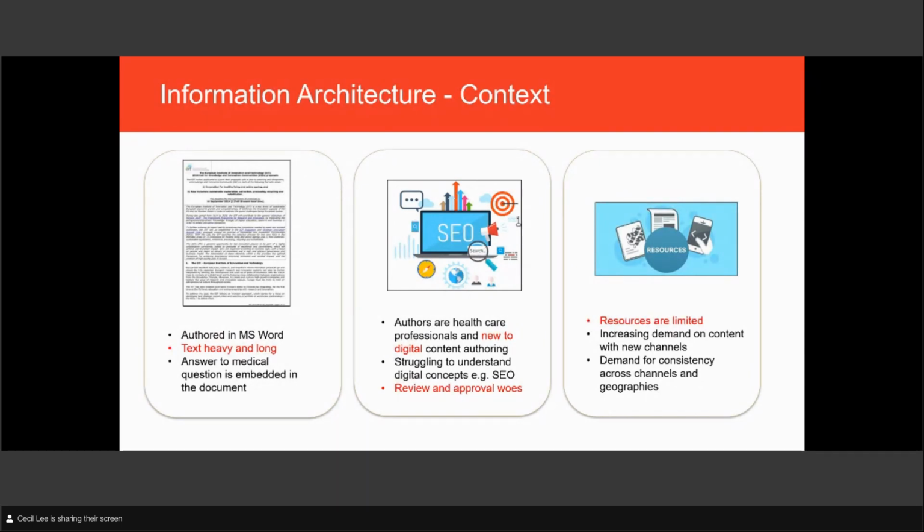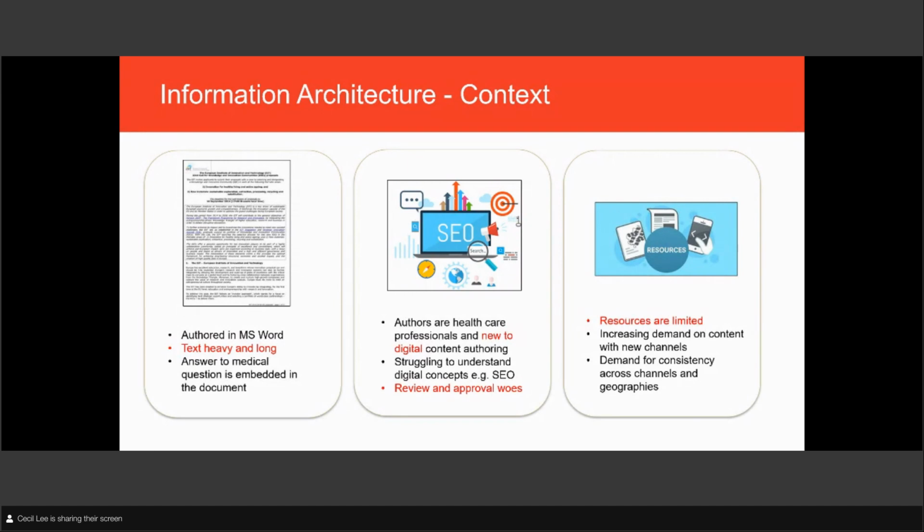But then the digital age hit us, and we started to create our Lilly Medical website, allowing healthcare professionals to self-serve in finding more content. We got to learn about what SEO is. We're medical authors and we didn't really know what search engine optimization was at that time. So it was very challenging when we're not trained to write digital.